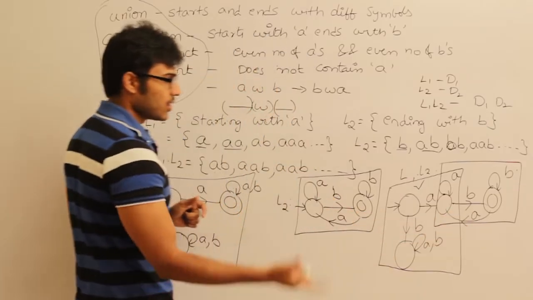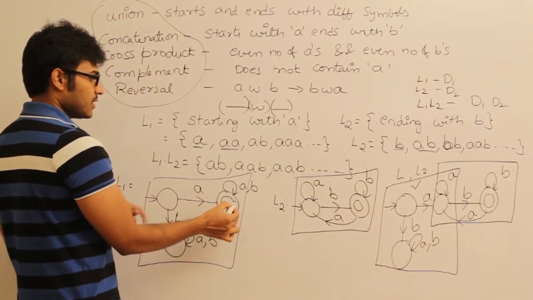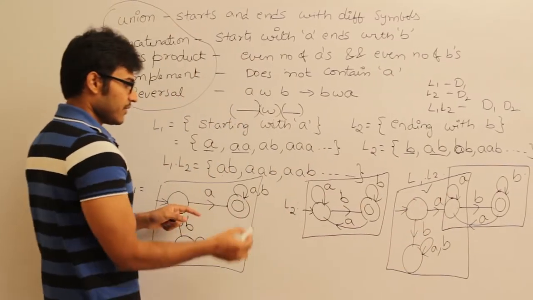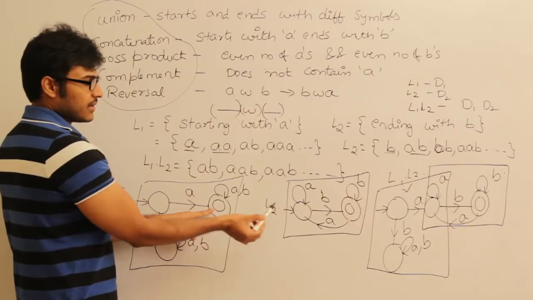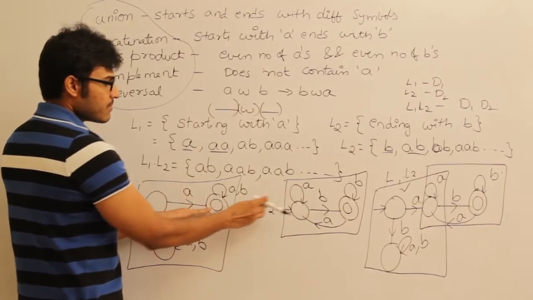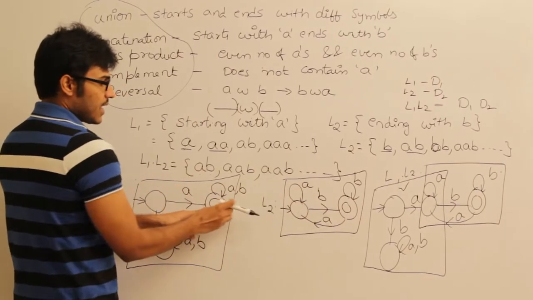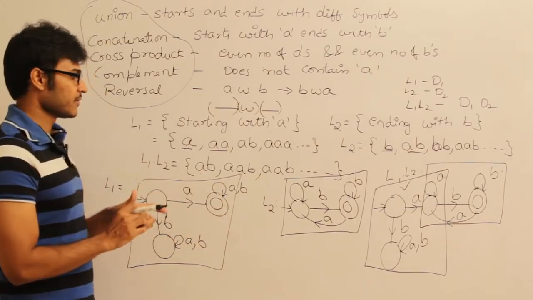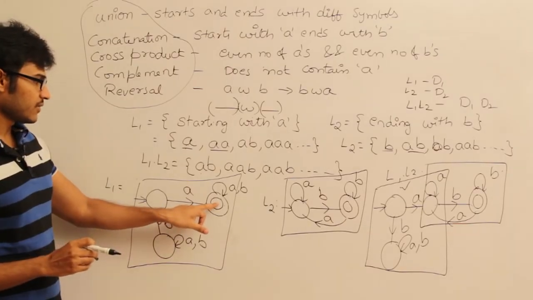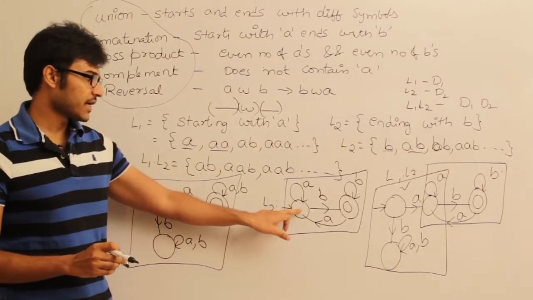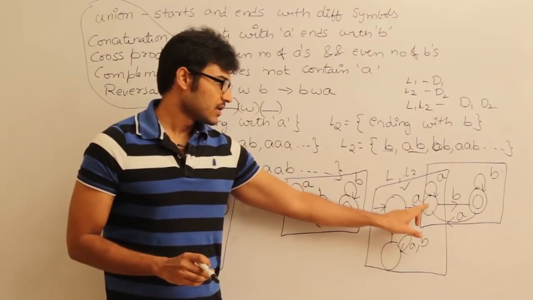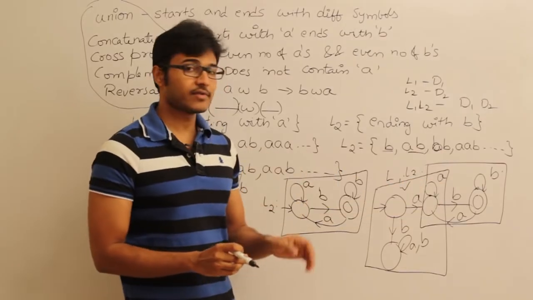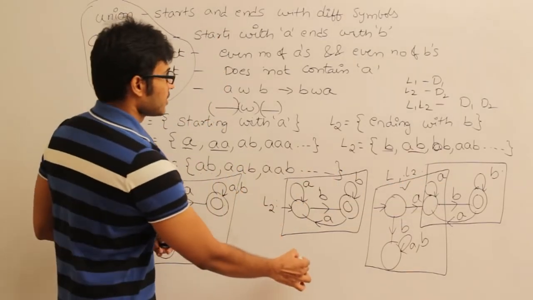The only thing is, the final state in the first DFA is going to be the initial state in the second DFA. The final state of the first DFA and the initial state of the second DFA should be merged, and the transitions have to be changed appropriately. That is the only thing you should remember. What is it? The final state of the first DFA and the initial state of the second DFA should be merged, and then the transitions should be taken care of accordingly, depending on the language. Okay, so this is about concatenation.